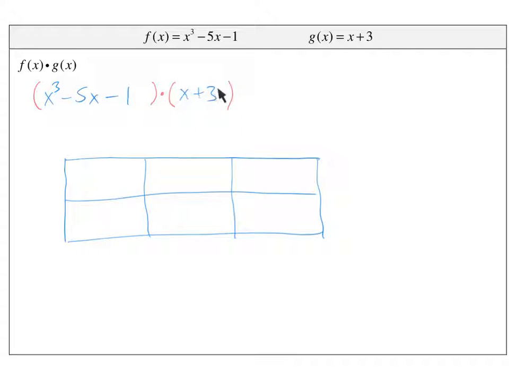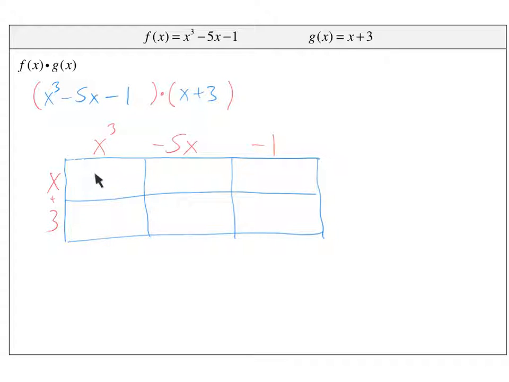I'm going to put this binomial on the 2 side and this trinomial on the 3 side. So this is going to be x plus 3 over here. You can put the plus there if you want. And then I have x cubed minus 5x minus 1. So I am again putting this one on top, this one on the side, and we're multiplying, which is basically what this box is doing. It's creating a multiplication table.